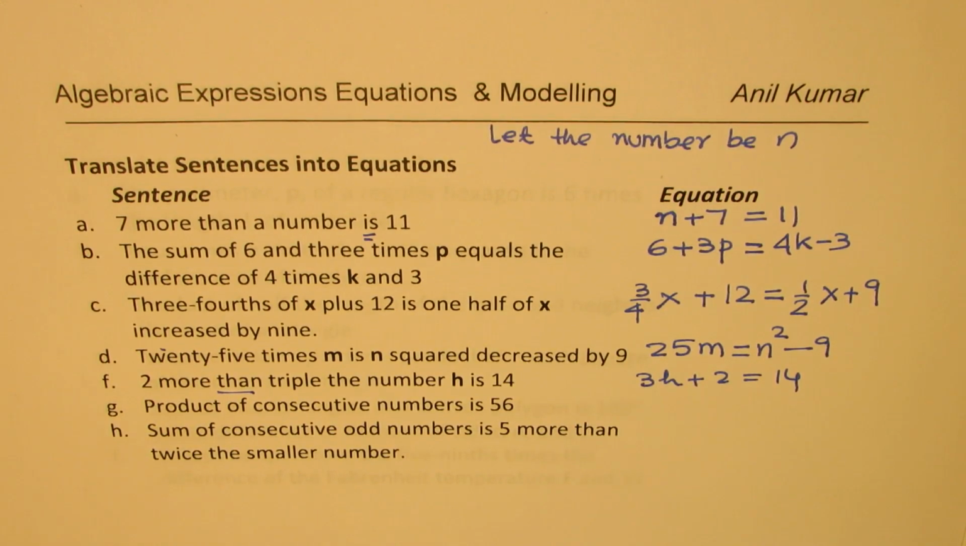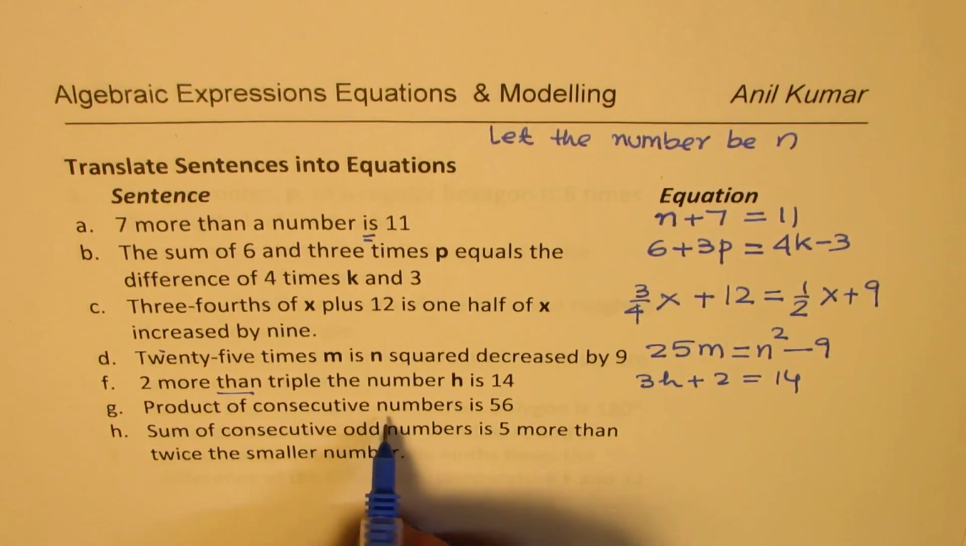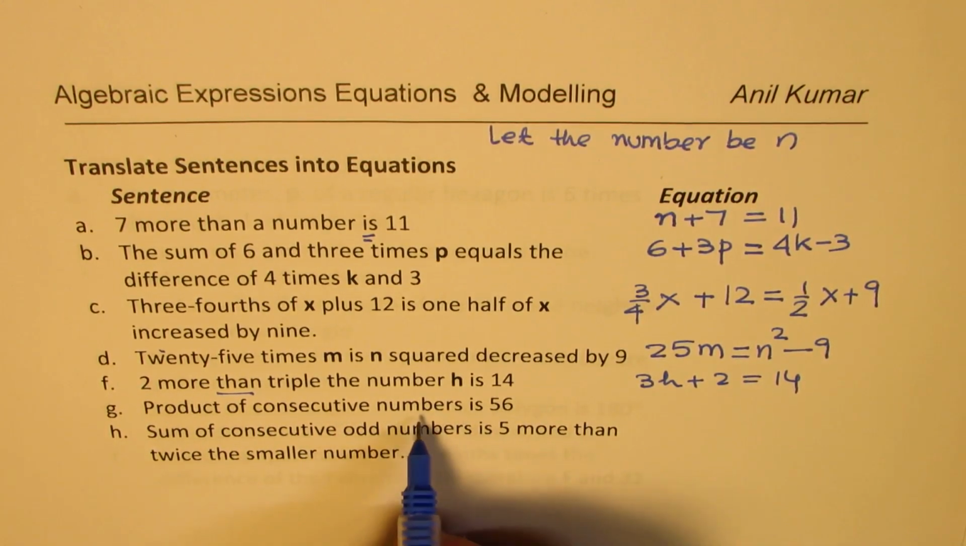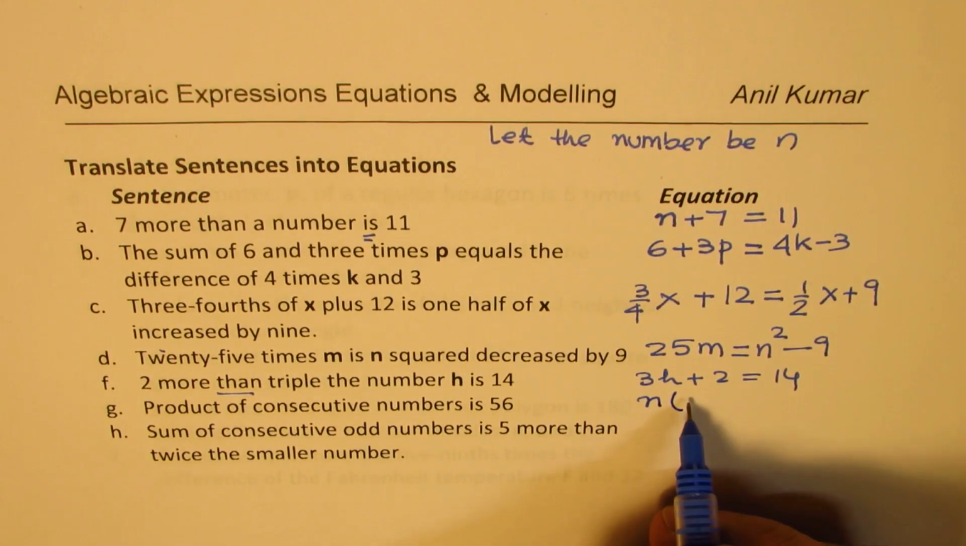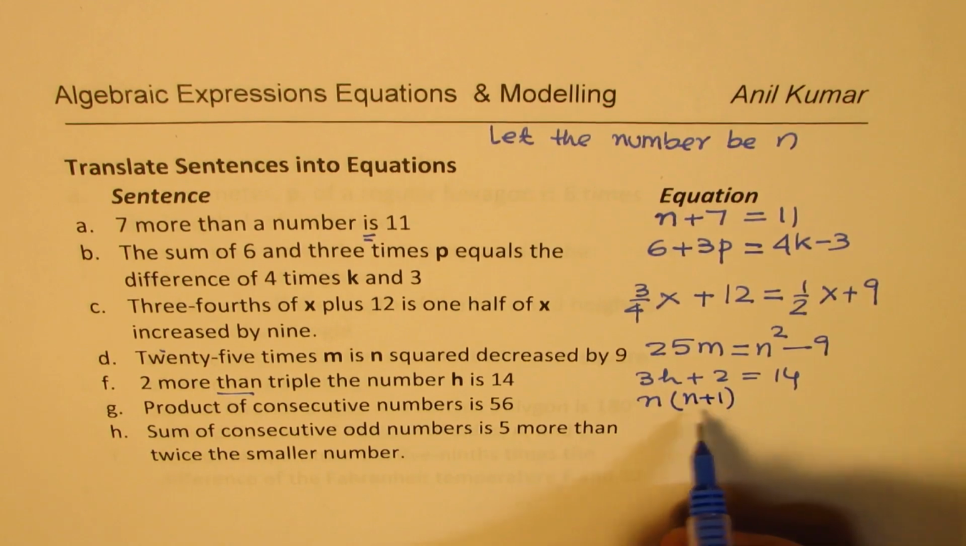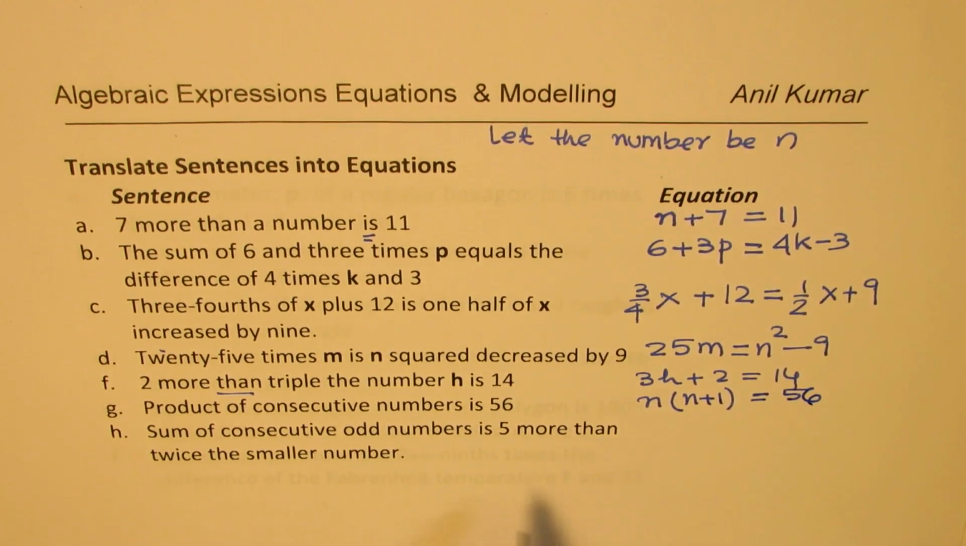G. Product of consecutive numbers is 56. Now this time it is consecutive numbers like 1, 2, 3, 4. Numbers which come one after the other. So if one number is n, the other will be n plus 1. You could write n minus 1 also, is 56. Clear?